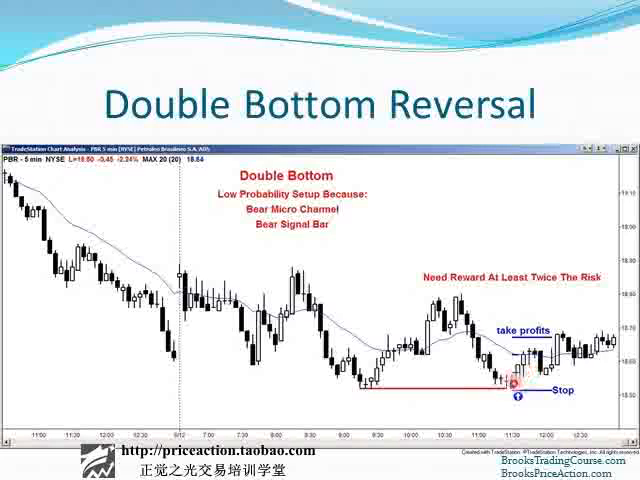Initial target, if you do take it, would be 2 times your risk. Your entry price is 1 tick above that bar, your stop is 1 tick below, and 2 times your risk is right here. And you can see a pullback developed here, so a lot of traders were taking profits at around 2 times their initial risk. And that should always be your minimum goal when you're doing a low probability trade.